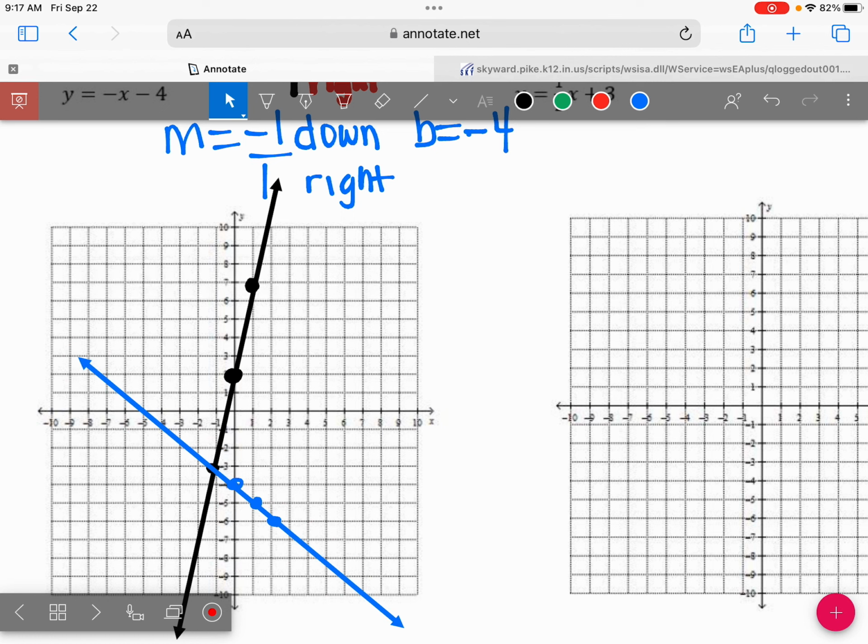And then tell me where they intersected and write that as an ordered pair. Where these two lines come together, write that as an ordered pair. And that would be your solution. So it looks like it intersected at -1, -3.